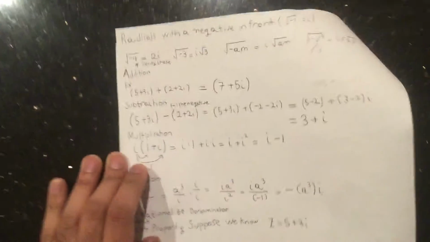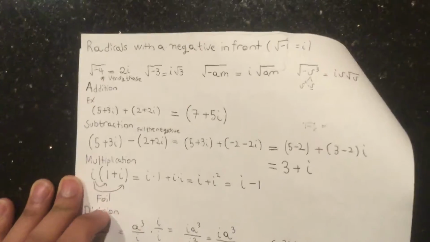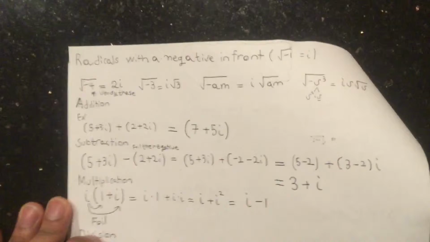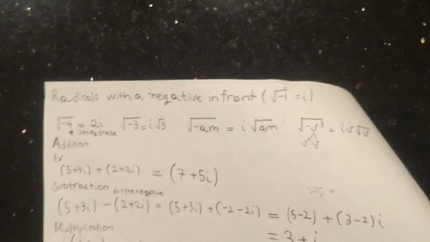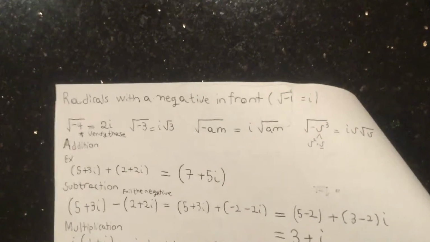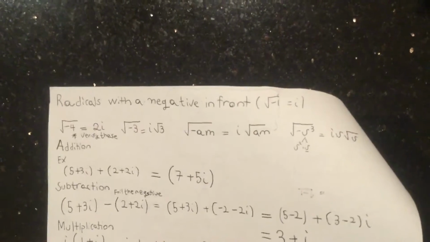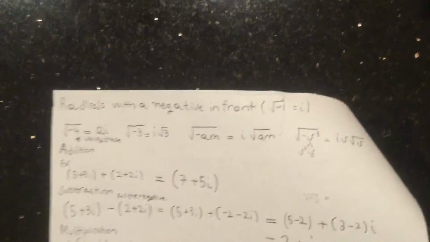Here's some radicals with a negative in front. As mentioned earlier, square root of -1 is equal to i. Here are just some of the examples of radicals with a negative in front of them. Be sure to verify these, since they are square roots.